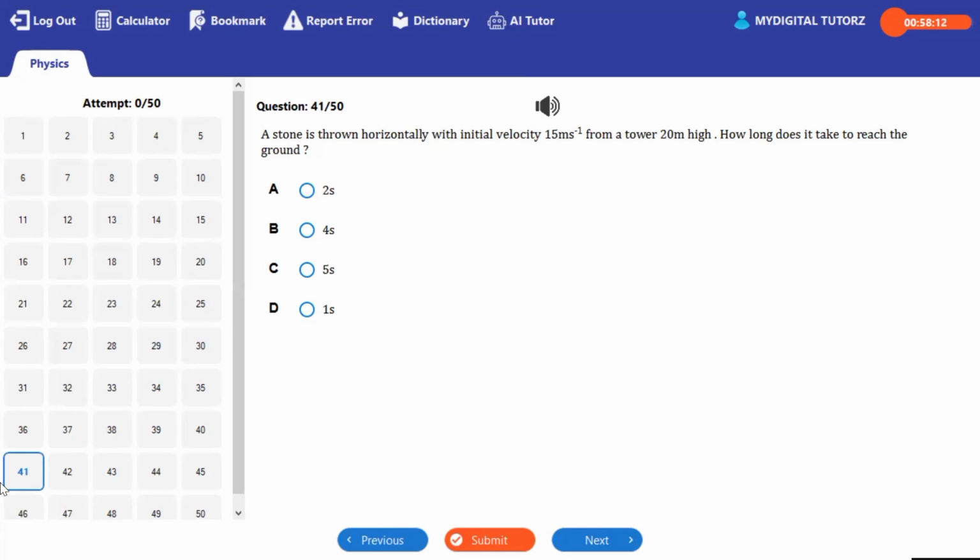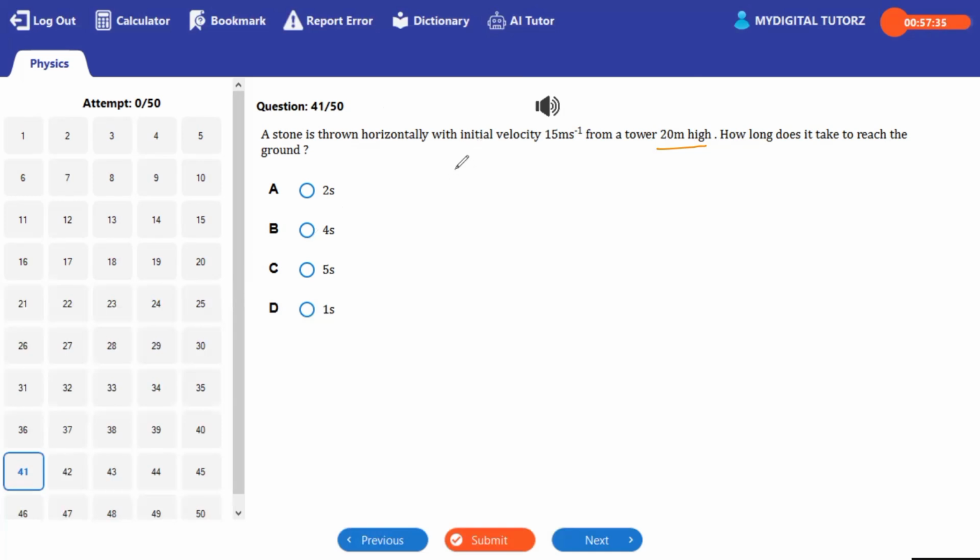Question 41 says, a stone is thrown horizontally with initial velocity 15 meters per second from a tower 20 meter high. The tower is 20-meter high. How long does it take to reach the ground? So we are asked to calculate the time it takes, the time taken to reach the ground.